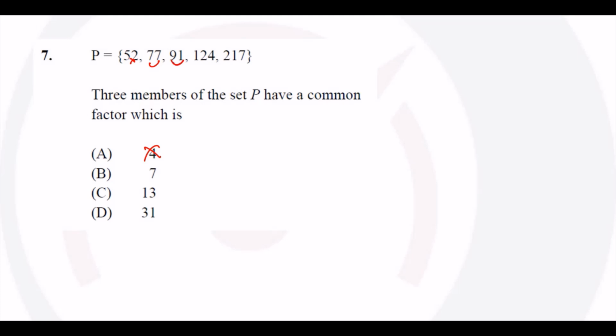7 into 12, that goes 1 time remainder 5. 7 into 54, that's going to leave a remainder, so you can't work with that. 7 into 21 goes 3 times and 7, so this would work. So 7 goes into 77, 91, and 217.